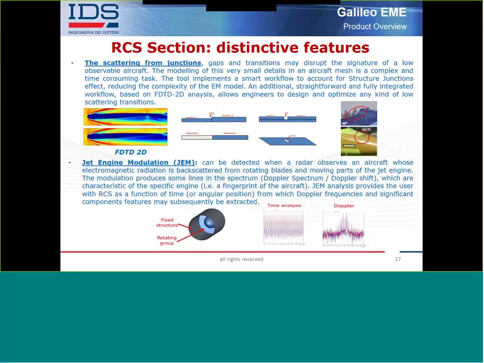Another distinctive feature is the capability of including a contribution that comes from gaps. This kind of contribution is typical of a full-wave method, but in Galileo EME, we have a specific library that allows the user to define some canonical gaps, and modeling the behavior of this kind of gaps, we can include this contribution when we carry out the simulation of the target with an asymptotic method. In this case, especially with the physical optics. So we can consider this kind of full wave contribution also with an asymptotic method like the physical optics.